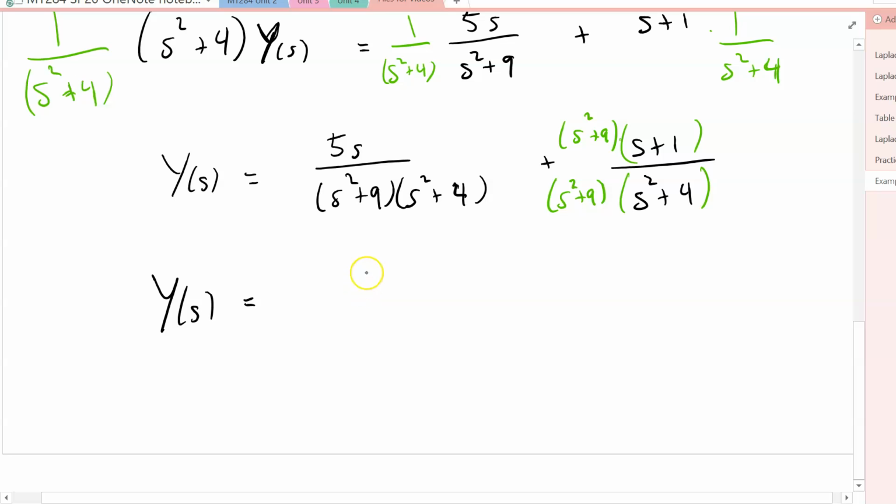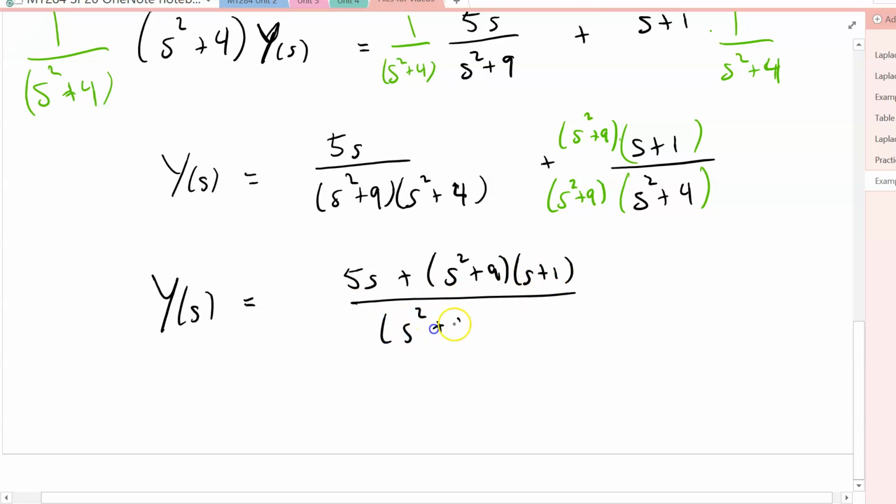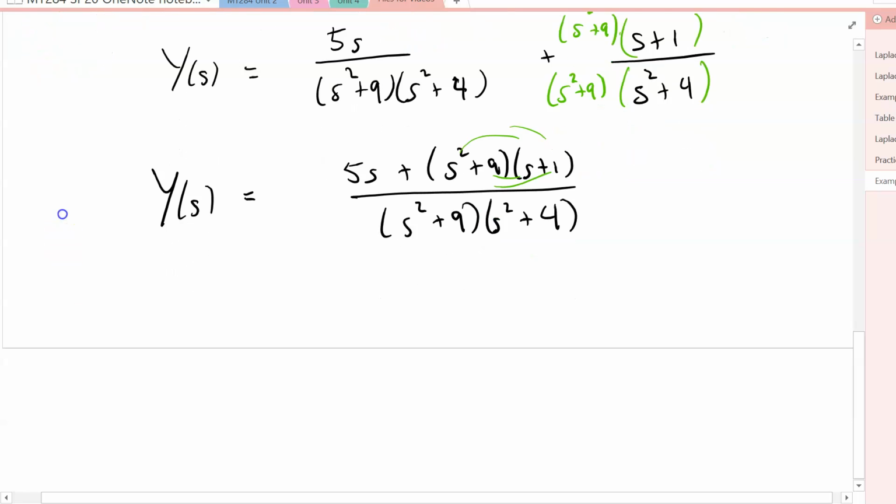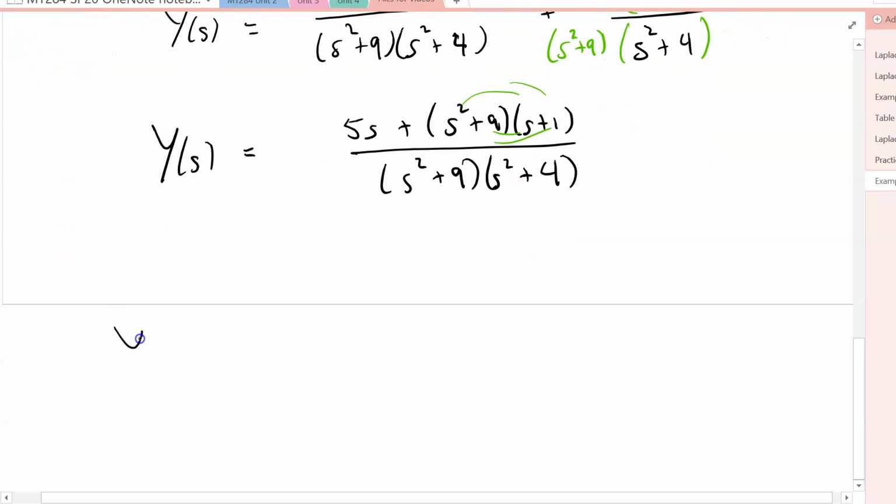So capital Y of s is going to equal 5s plus s squared plus 9 times s plus 1, all divided by the common denominator, s squared plus 9 times s squared plus 4. We want to leave the denominator in factored form, right, because we want to split that into partial fractions. In the numerator, let's go ahead and multiply this binomial out and combine some of the terms together. And that's going to give us that capital Y of s will equal, our denominator is going to stay exactly the same.